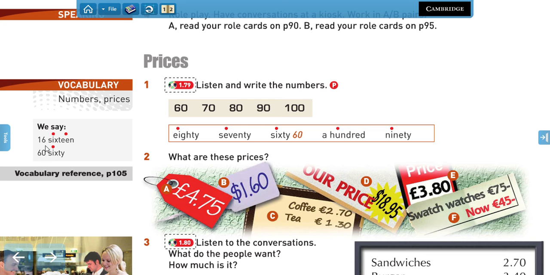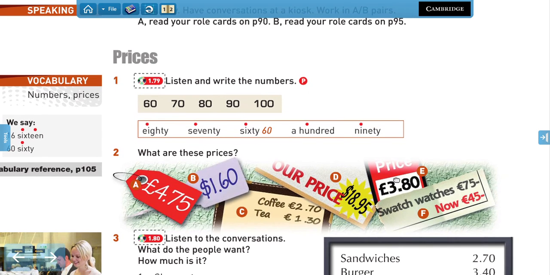Pay attention. Remember the difference between 16 and 60, right? We say 16, this is longer, right? And then we have 60, a short number. So let's see. Can you tell these prices?